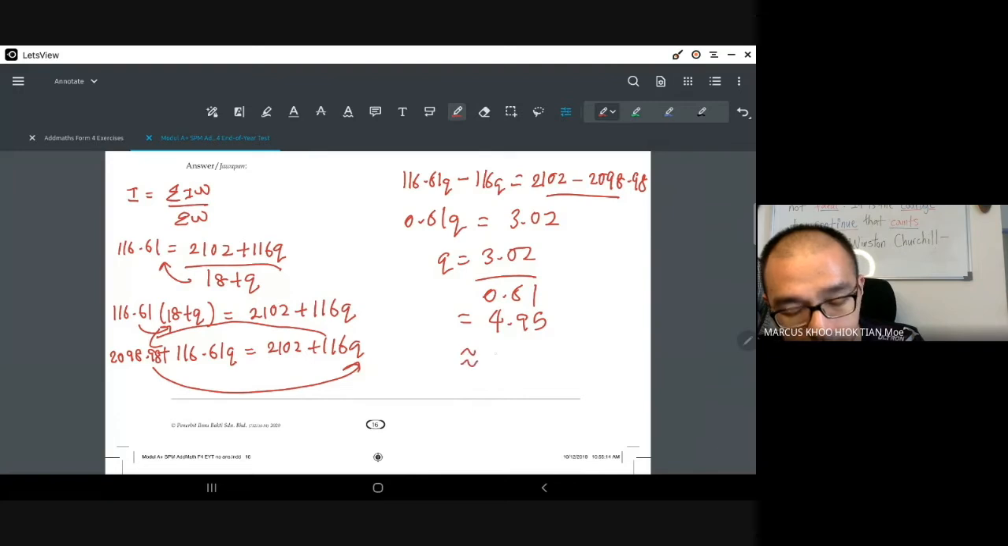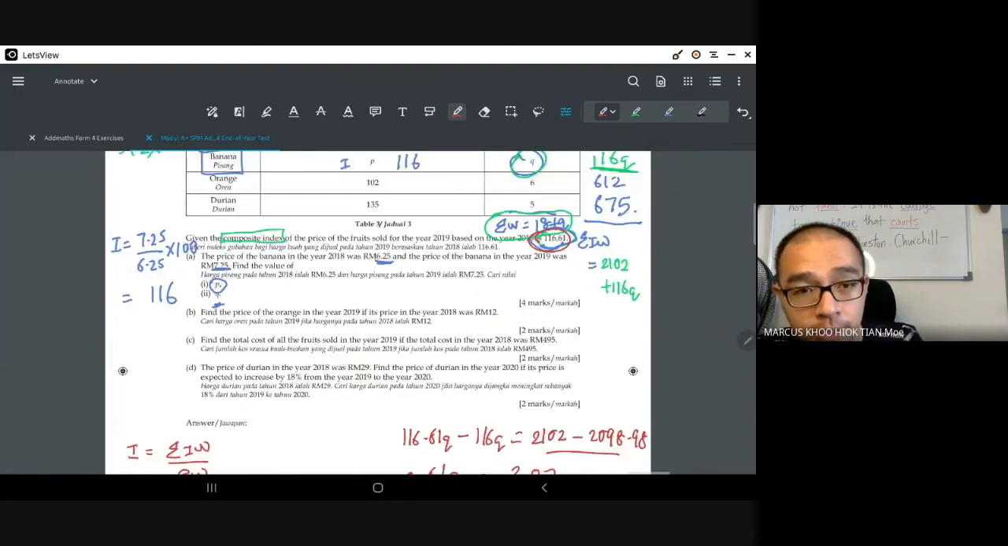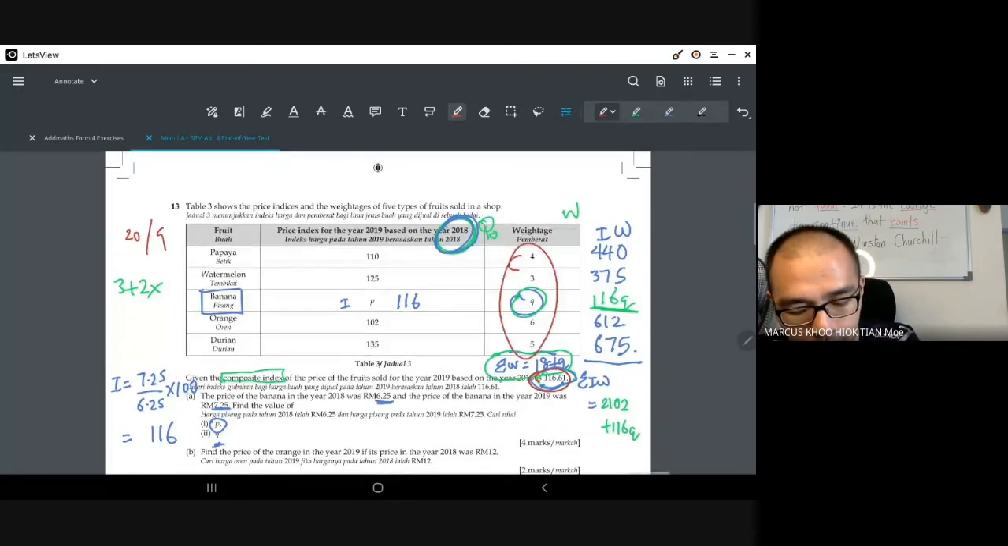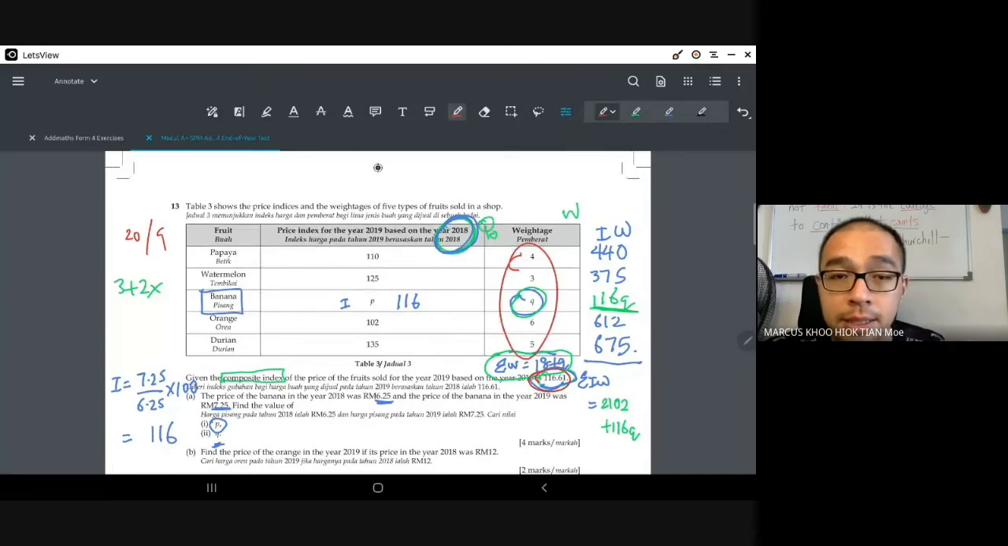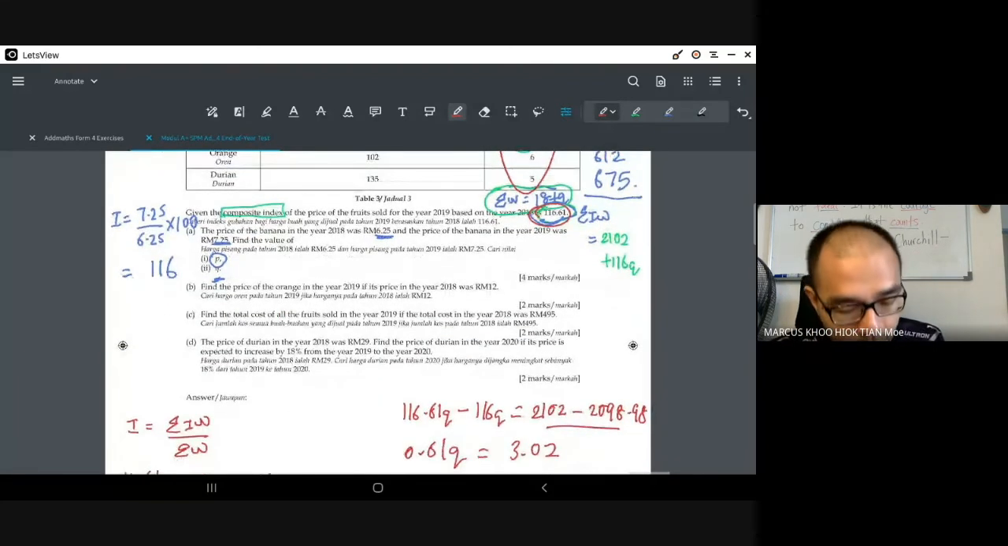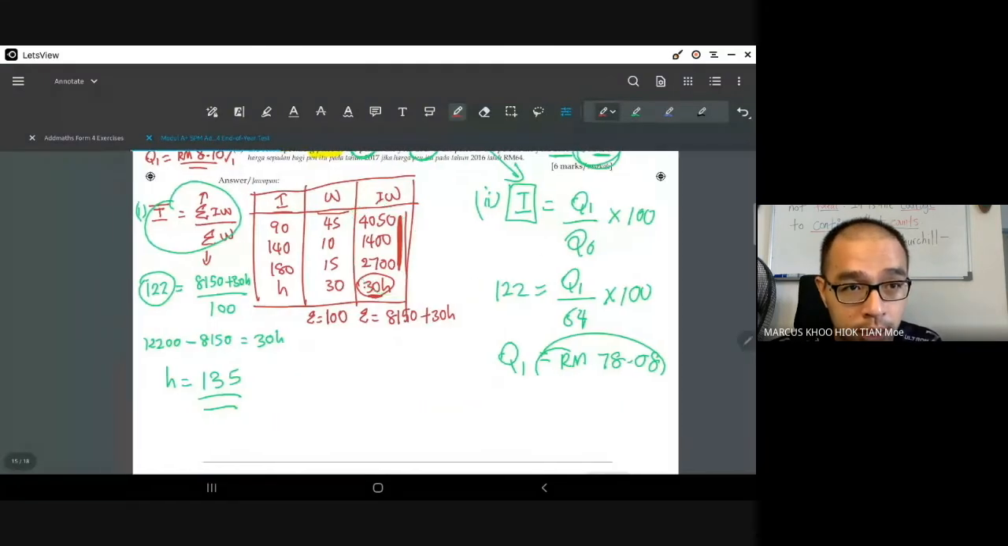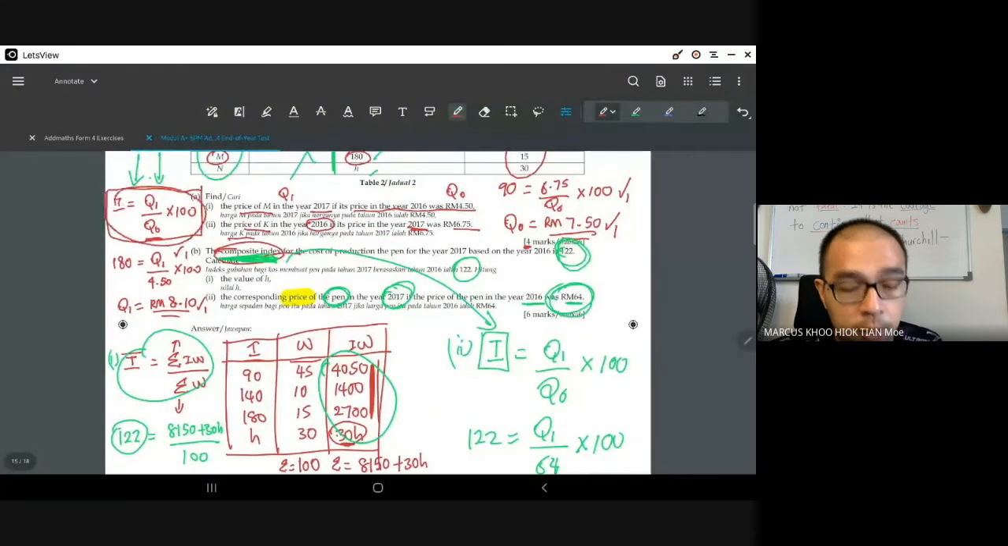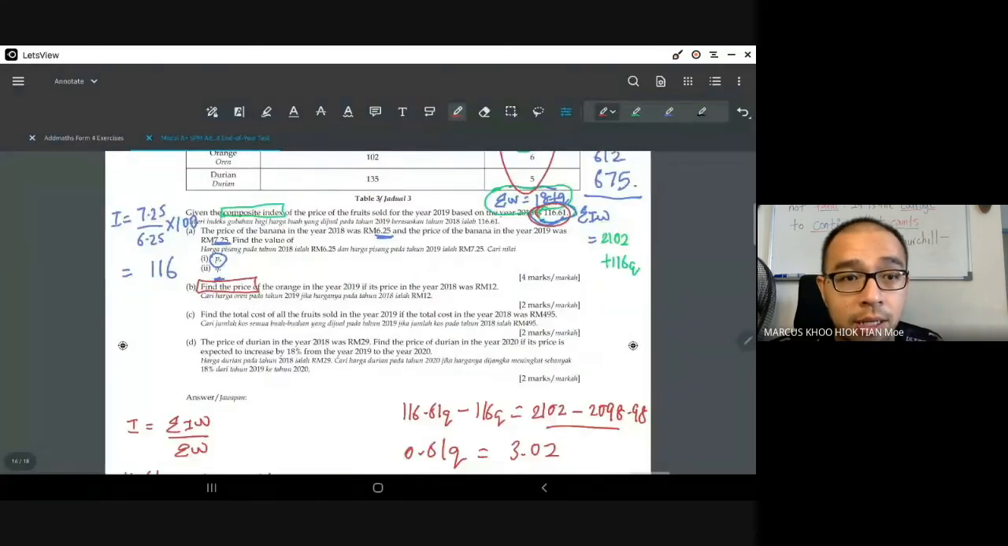Now I'm going to make it almost the same as 5, because you see all our numbers here are round numbers. Okay, so I'm going to use Q as 5 first. All right, now find the price. Find the price now is only one formula, which is this original formula. Okay, don't think about anything else. Now find the price of the orange.